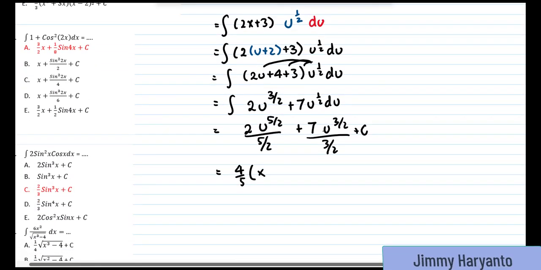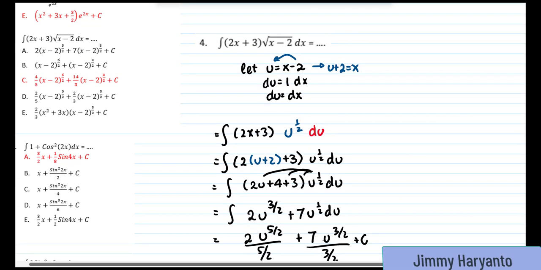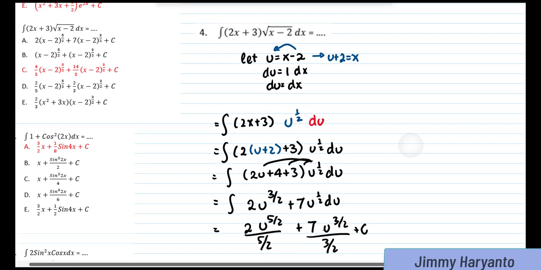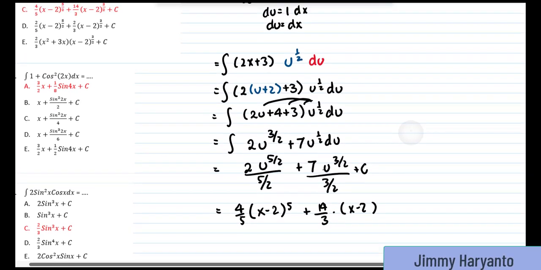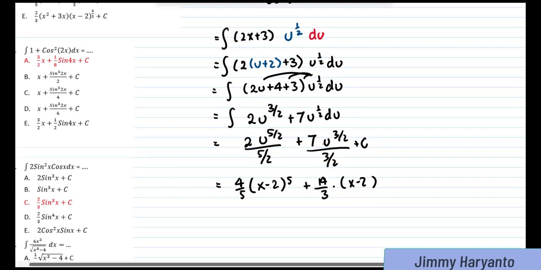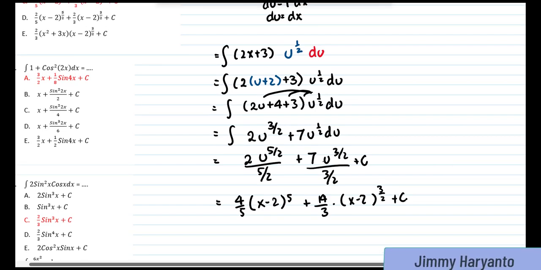x minus 2 to the power of 5, and then the next one will become 14 over 3 times, sorry, it's not u, the u will become x minus 2 to the power of 3 over 2, and then plus c. Okay, it's the same. Good.